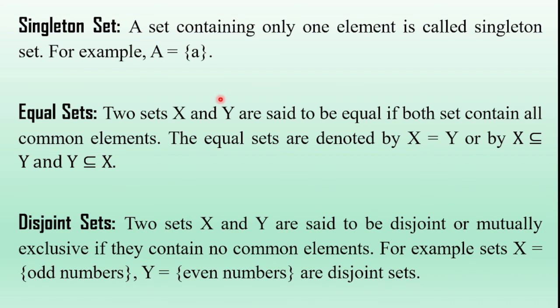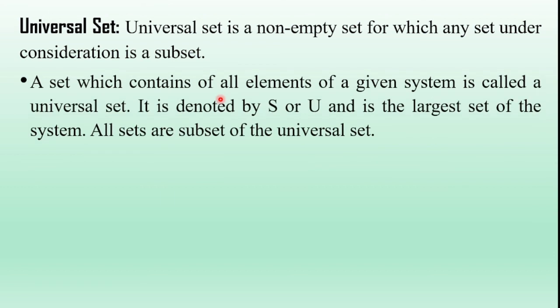The next one is the universal set. A universal set is a non-empty set for which any set under consideration is a subset. A set which contains all elements of a given system is called a universal set. It is denoted by S or U, and is the largest set of the system. All these sets are subsets of the universal set.